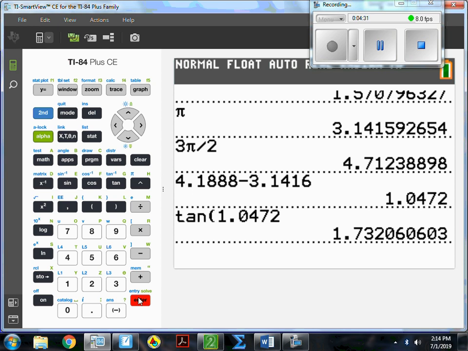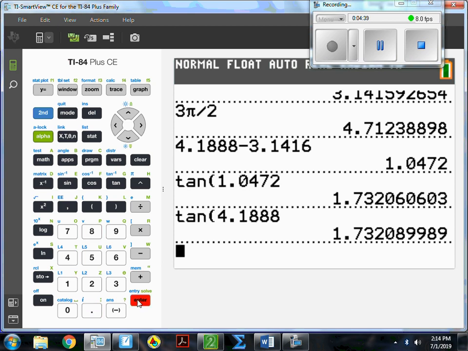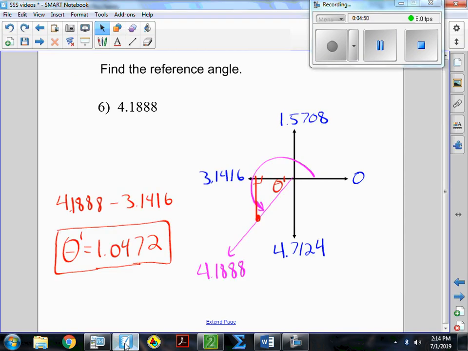That gives me this, and if I take the tangent of 4.1888, it should be very close. 1.7320, 1.7320, and then they'll both round to the same value. They're off a little bit because we're not using exact values. So that's how you can check it as well. If you have your calculator, you can check it using one of your trig ratios.